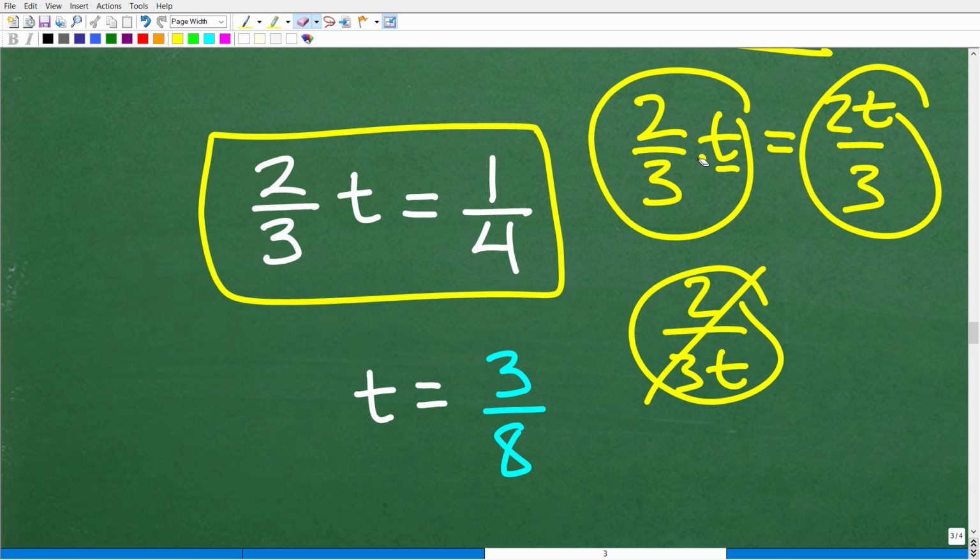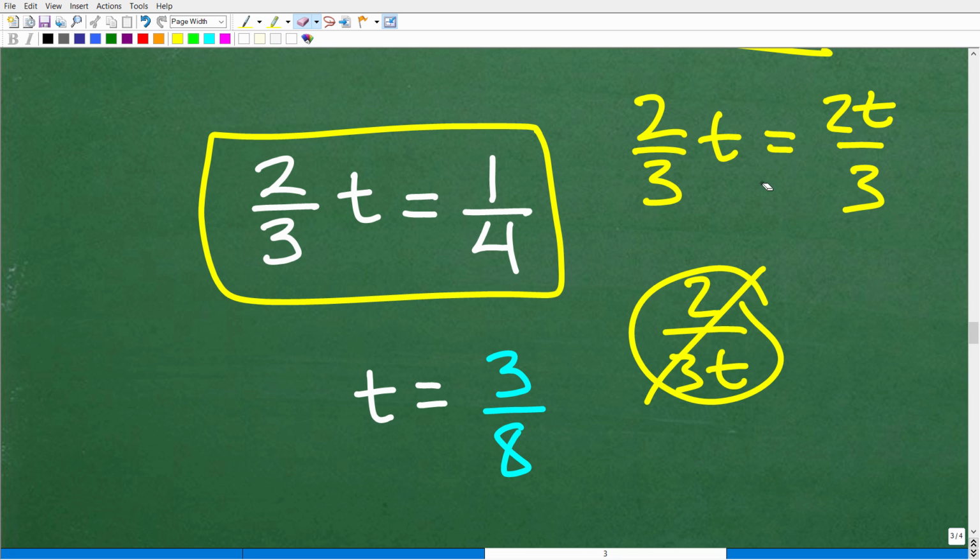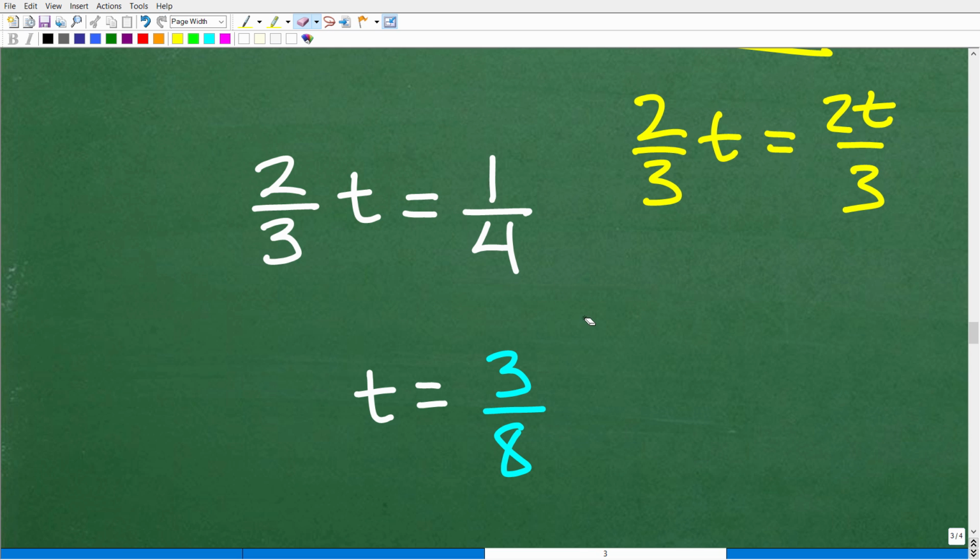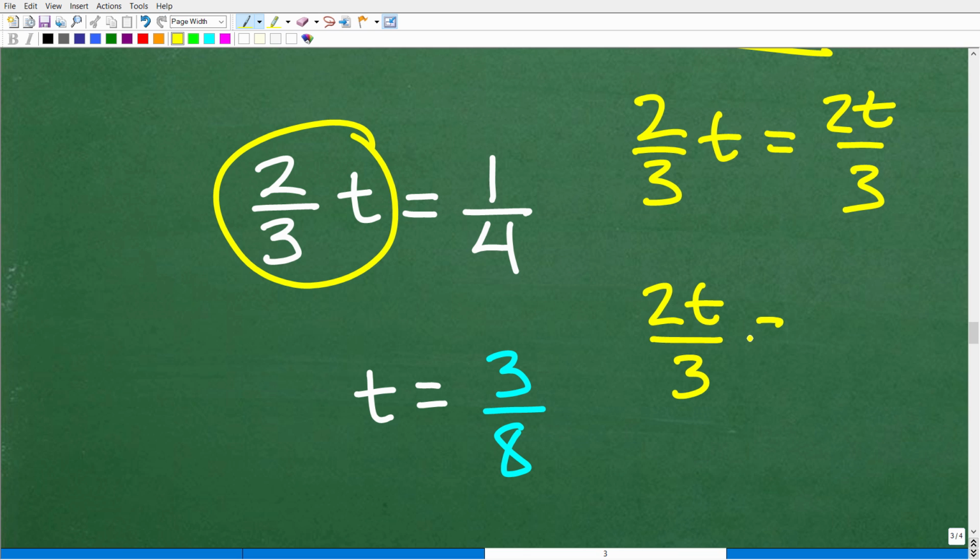So you can think of the scenario this way: 2/3 t with the t here in the center, or 2t over 3. Now, if you think of this as 2t over 3, you have this. 2t over 3 is equal to 1 over 4. Now, what we have is two equal fractions. One fraction is equal to another fraction. This is what we call a proportion, and you can use something called the cross product. In other words, you can simply cross multiply to clear these fractions.